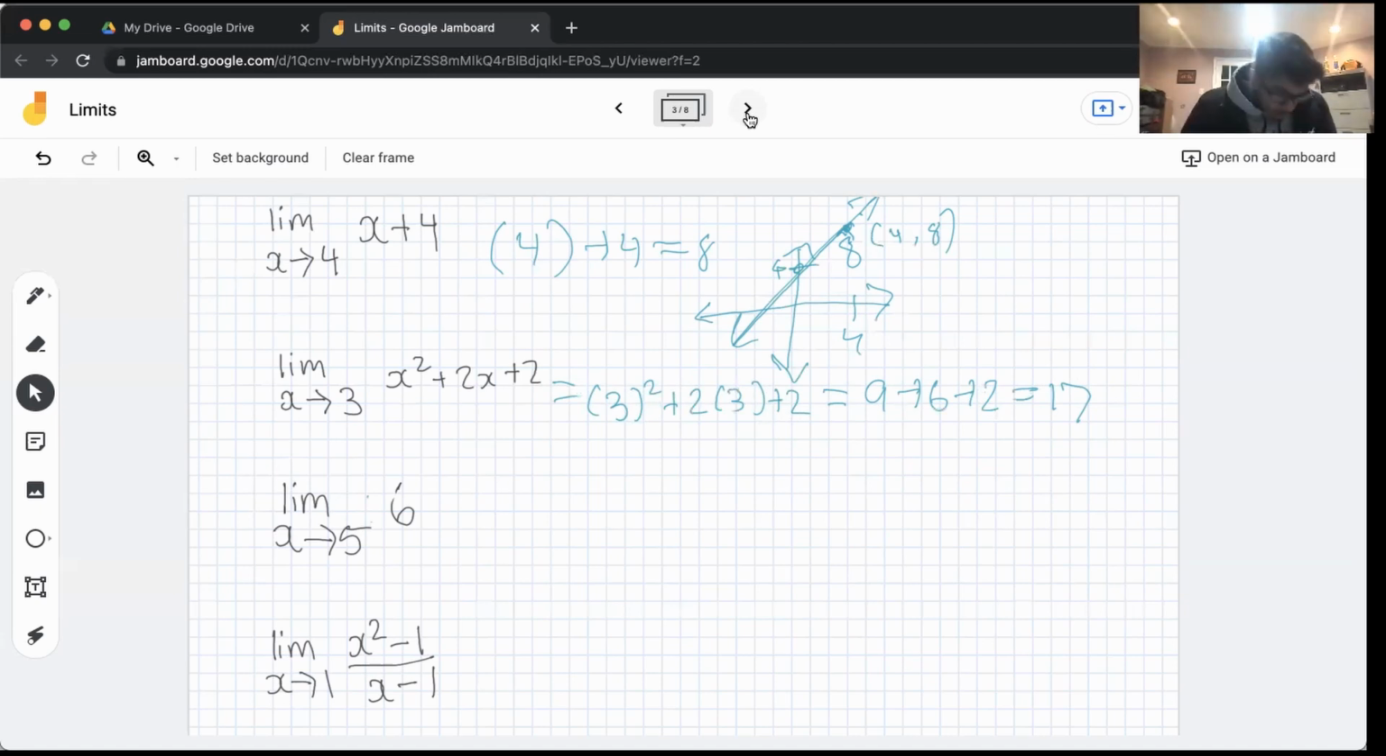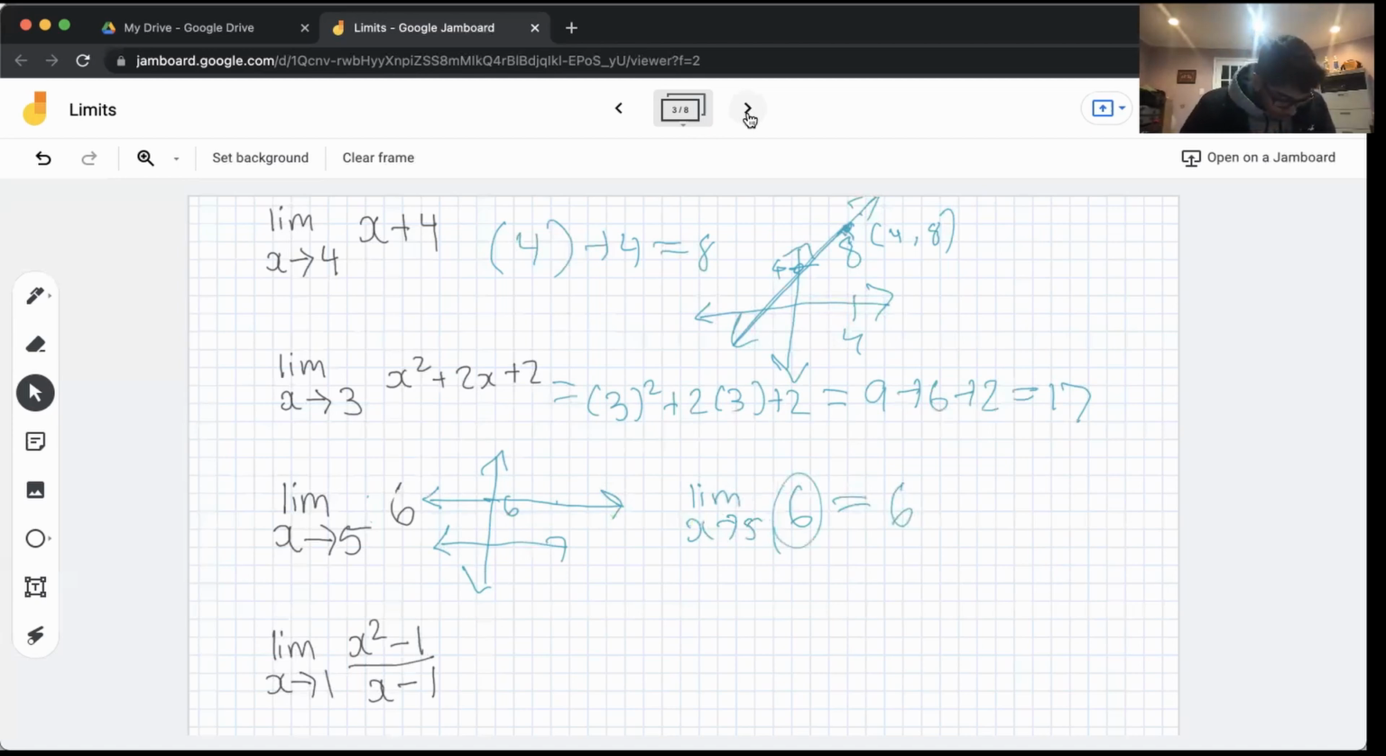For this next function, limit as x approaches 5 of the function 6. If we graph this function, we know that it's going to be a constant. Let's say this is 6. So we know that this function is going to be something like this. No matter what x approaches, the value is always going to be 6. So we know that the limit as x approaches 5, no matter what, will be 6. And that's the constant value.